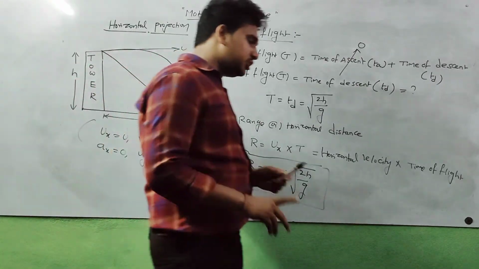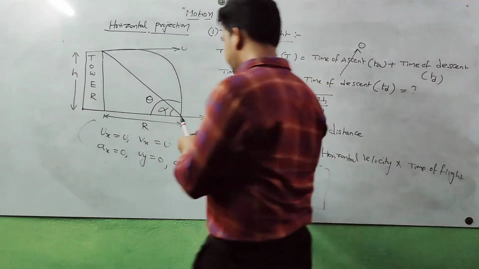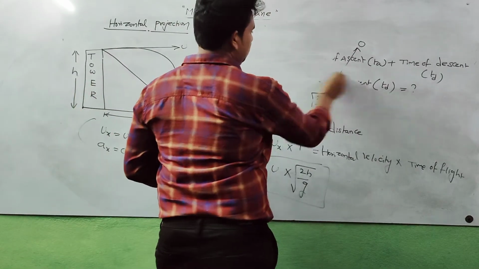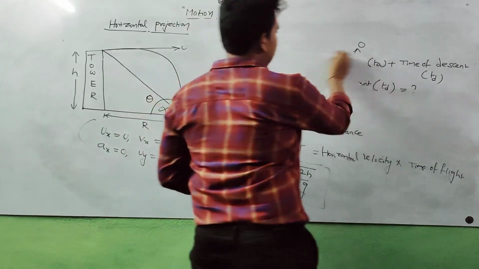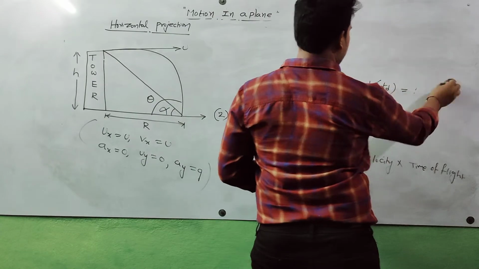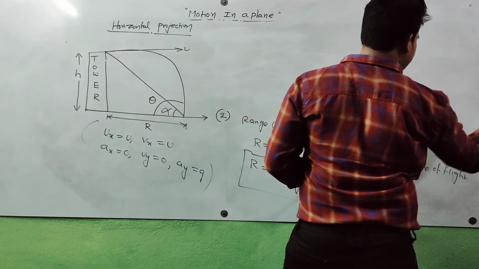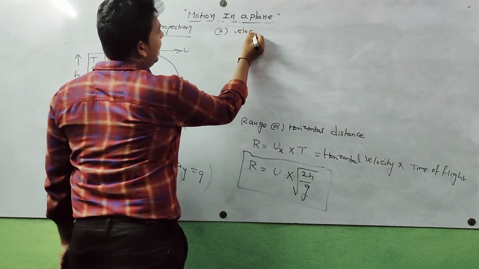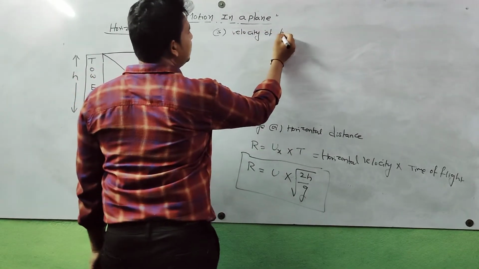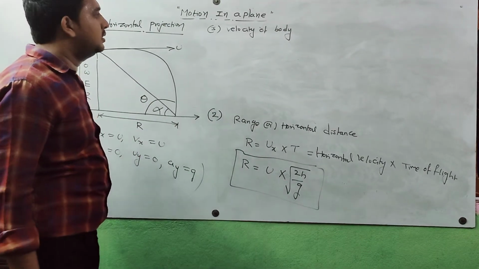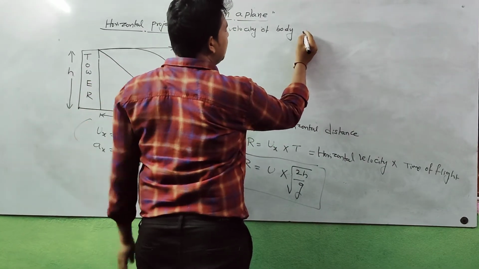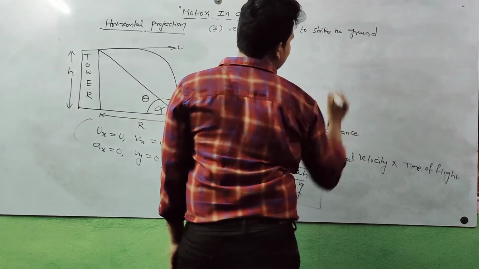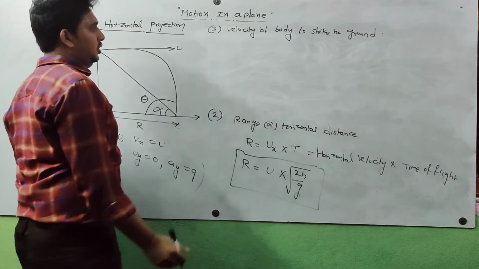So next, the third formula, a simple formula: the velocity of a body to strike the ground.